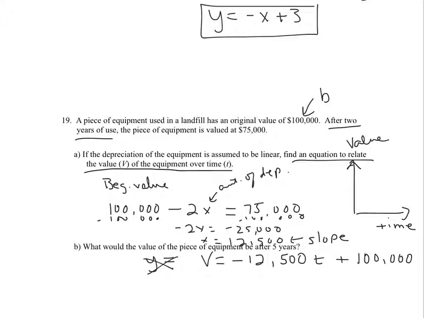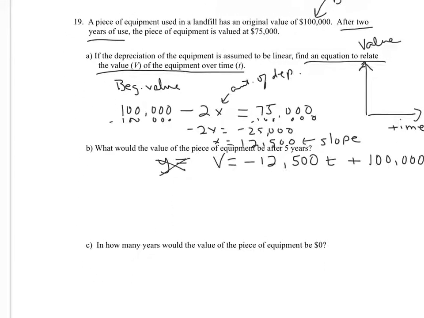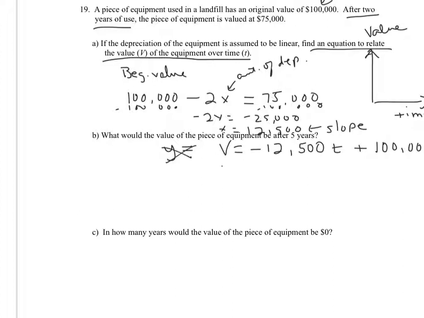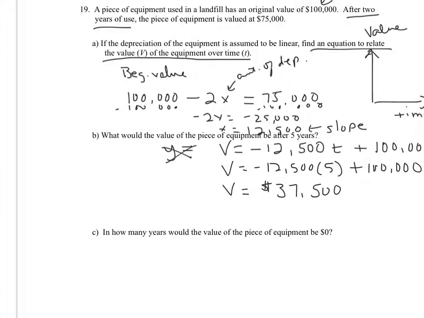And if we want to know the value after 5 years, all we would have to do is plug in 5 for t. So when we do that, we'll have v equals negative 12,500 times 5 plus 100,000. And if you finish your calculations there, you're going to come up with $37,500. That would be the value that remains on that piece of equipment.